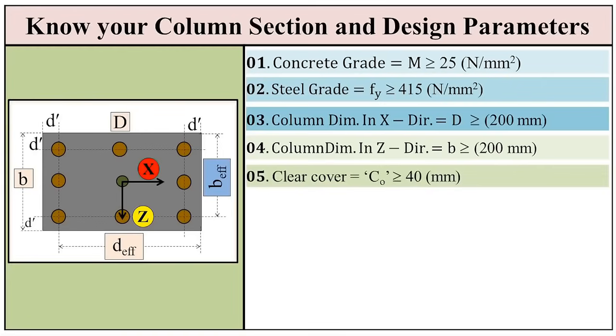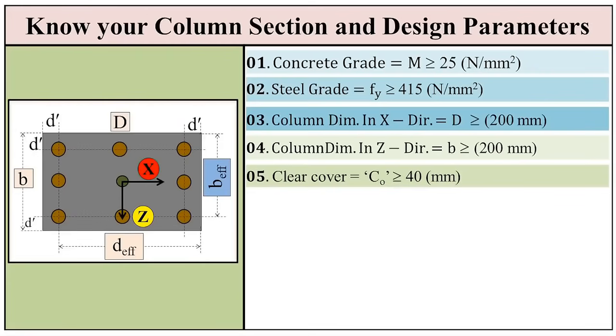Point number 05, Clear cover. This is the perpendicular distance between the extreme edge of the column and the external surface of the rebar, in both X and Z directions. It is denoted as CO.